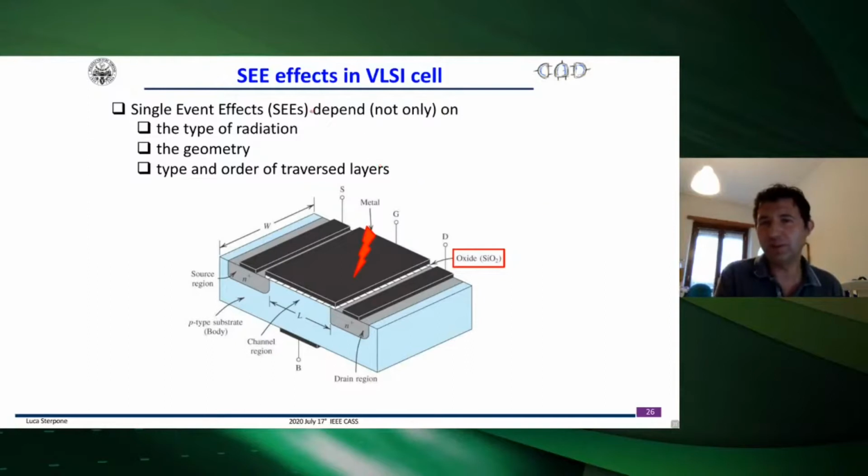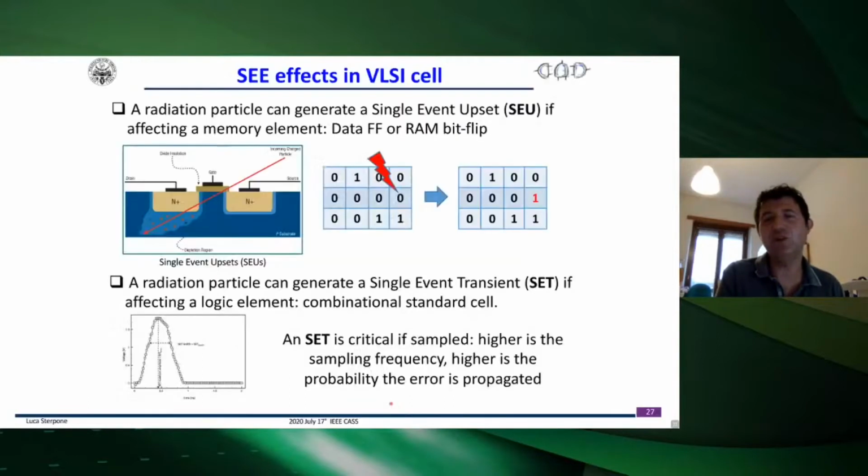We need to know the geometry. We need to know the traversed layer in order to understand the type of phenomena we are going to generate. And here we are going close to the FPGA. When a phenomenon is generated, clearly we can have a bit flip, a 0 to 1 effect, as you can see here. Or eventually we can have a glitch.